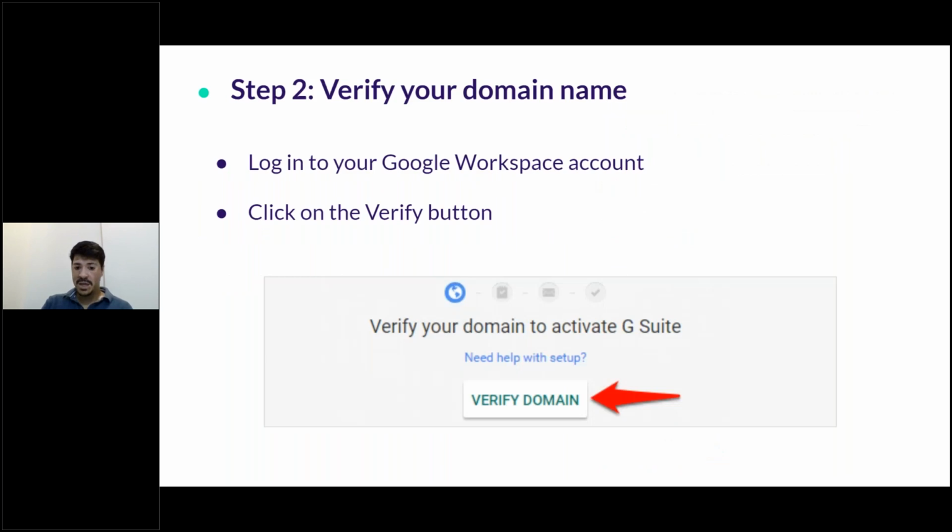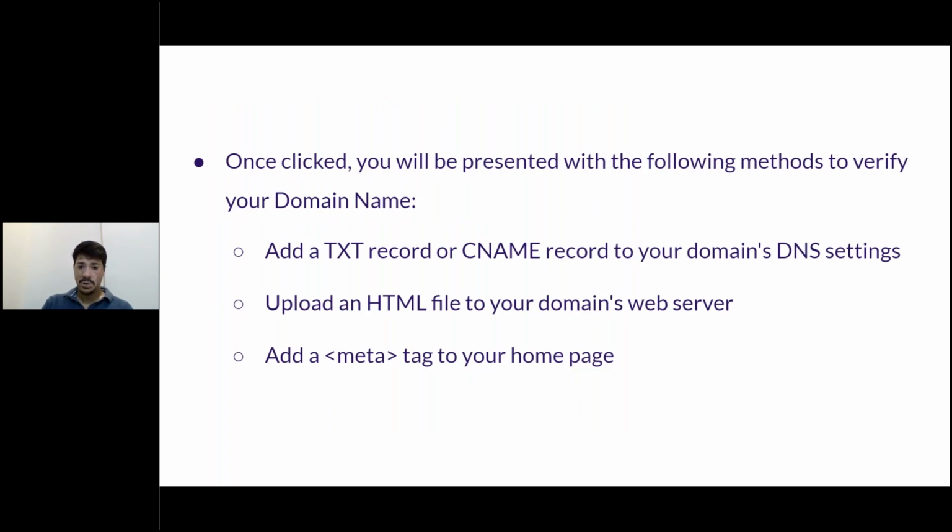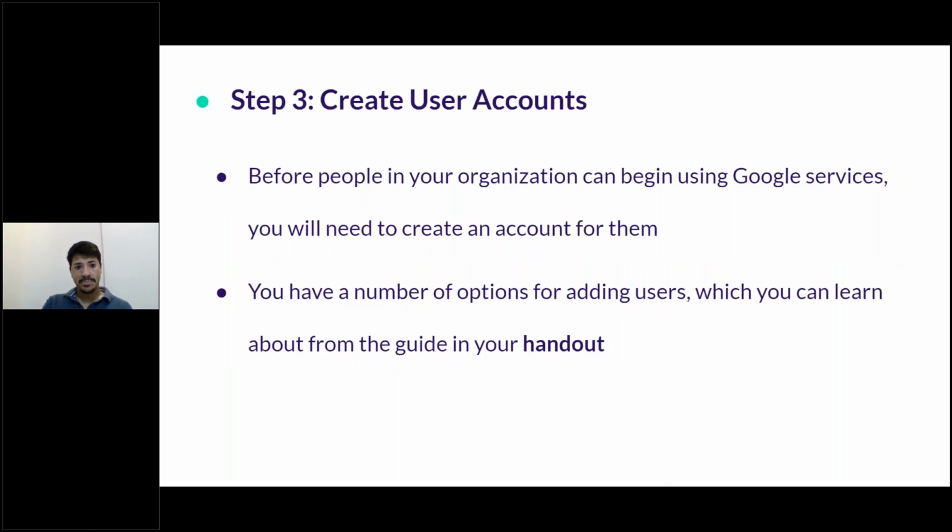Step 2, verify your domain name from your Google Workspace account. You'll be prompted with 3 methods of doing so. One of the 3 methods is a DNS record through TXT or CNAME, or you can also try uploading a file to your domain's web server, or you can add a meta tag to your homepage. Once you're done with the verification, you can start to create your user accounts. That's required for the organization. Don't worry if you've not understood this process clearly. It will be provided to you in your handout to review when you're actually managing your Google Workspace account.